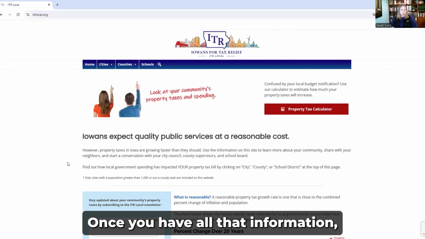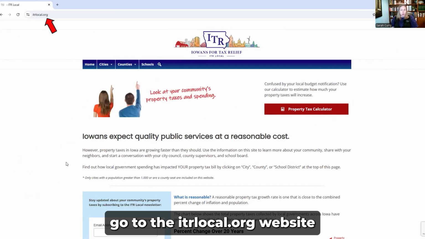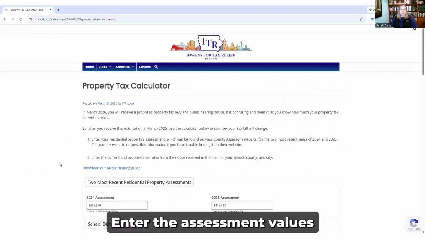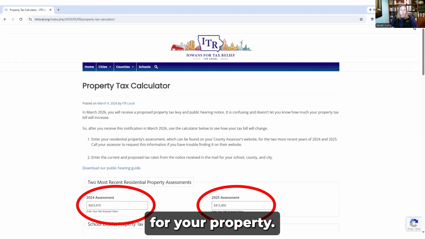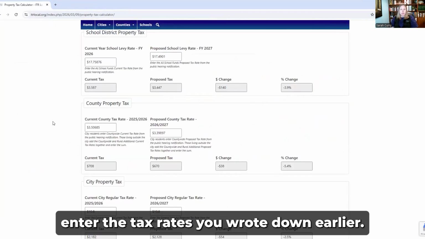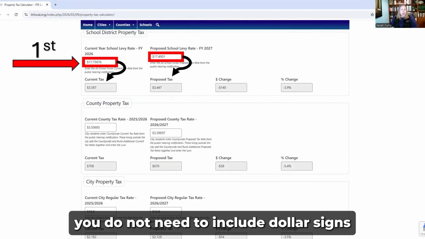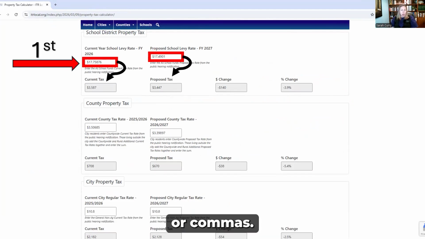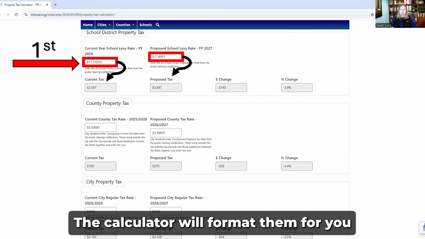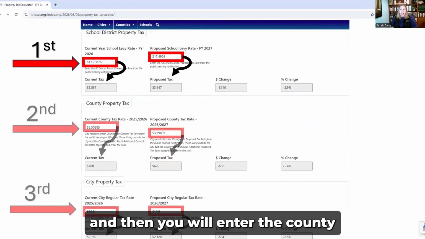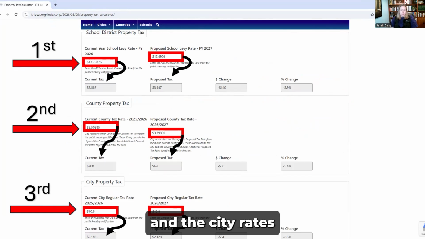Once you have all that information, go to the itrlocal.org website and click on the Property Tax Calculator. Enter the assessment values for your property. Next, enter the tax rates you wrote down earlier. When entering these numbers, you do not need to include dollar signs or commas. The calculator will format them for you automatically. You'll start with school districts, and then you will enter the county and the city rates for your property.